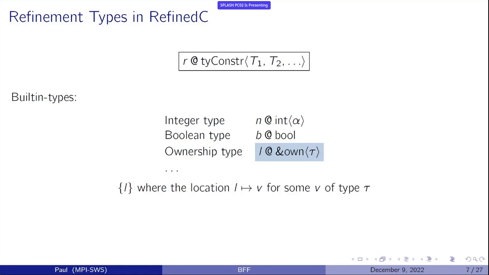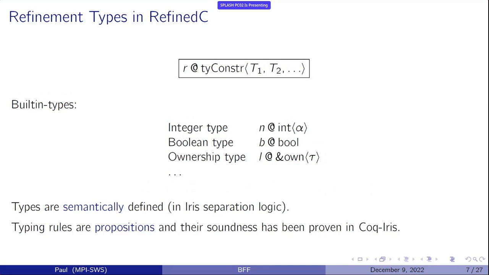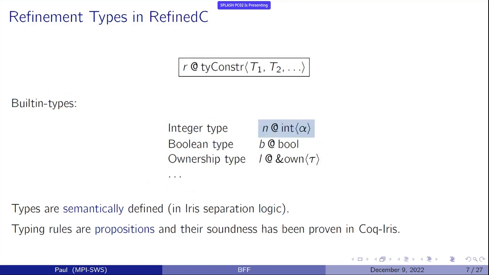All these types defined in RefinedC are defined in a semantic way. In particular, they use Iris separation logic to give the meaning of the type judgment. And following this kind of semantic typing, the typing rules are actually propositions. So we also need to reason about the soundness of the typing rules, and the soundness has been proven in Coq and Iris. As you can see here, RefinedC already supports the integer type, and also some typing rules that allow us to type check the bitwise operations used.